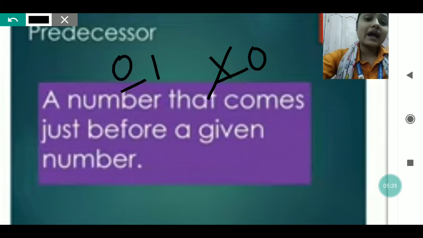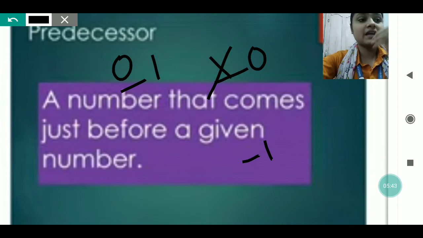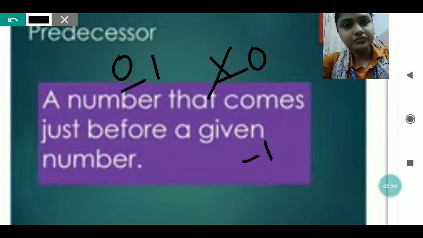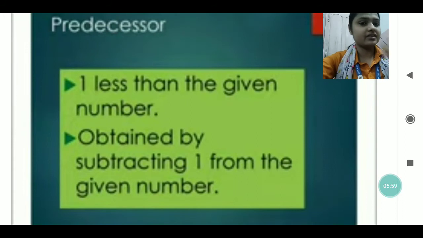For finding the predecessor of a given number we have to subtract 1 from the number which is given. We have to write the number which is coming just before the given number. In successor we were writing the number which is coming immediately after the given number, here before. So we will subtract 1 from the number. Like you can see, 1 less than a given number, obtained by subtracting 1 from a given number.